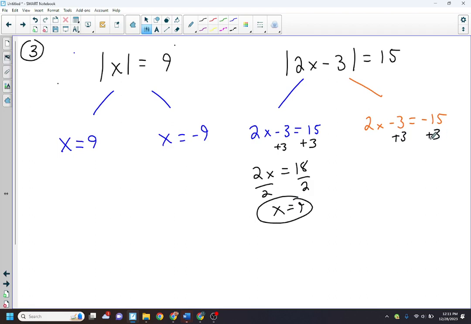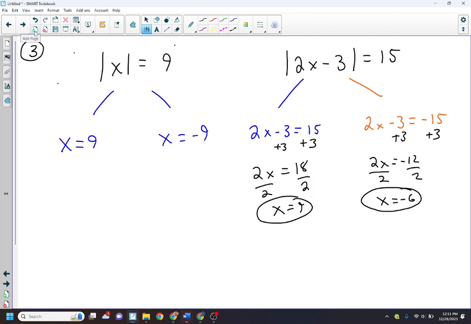Plus 3, plus 3. 2x is negative 12. Divided by 2, divided by 2. X is negative 6. So please make sure you do the work and don't just do the positive one and then make it 9. It must be negative 9. Don't be that guy. That doesn't happen every year, but I don't want it to happen this year either.